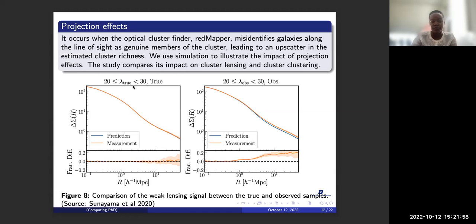In the true cluster catalog, when compared to the prediction, that is the dark emulator prediction, there's no boosting of the weak lensing signal, so it aligns well. But when you look at the observed catalog, we see a boosting on large scales. The lensing signal is boosted on large scales. So it means we are observing the projection effects in the weak lensing signal.